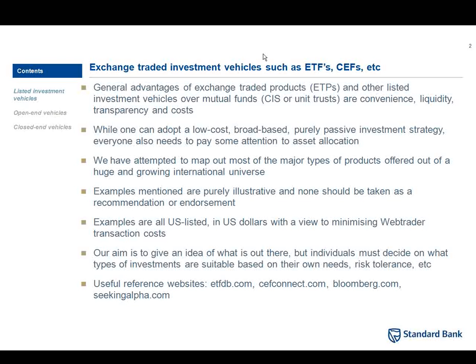First is ETFDB, so that's the ETF database. CEF Connect, that's for filtering and looking and getting a complete list of about 600 US listed closed-end funds. And then of course Bloomberg, and then there's another investment blogging website called seekingalpha.com, also very good.